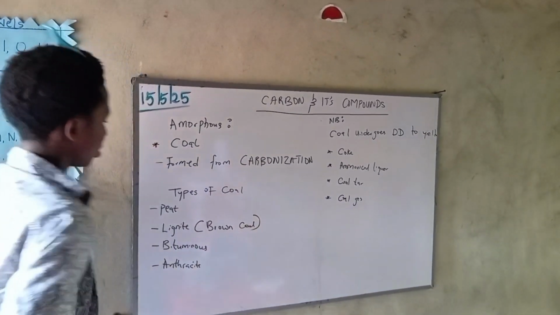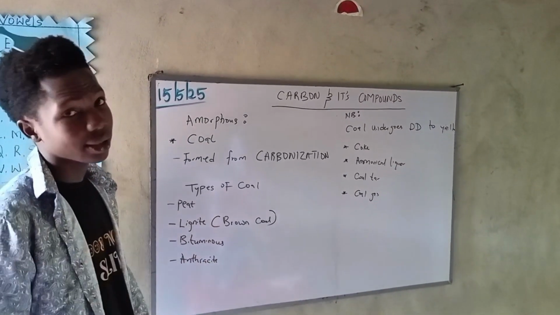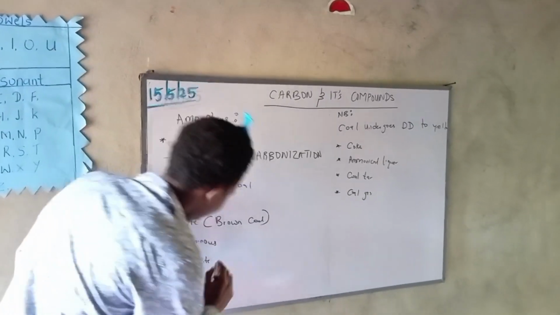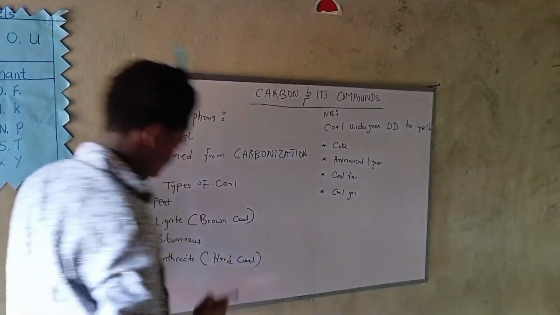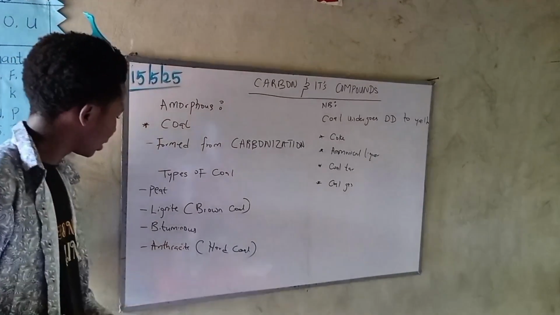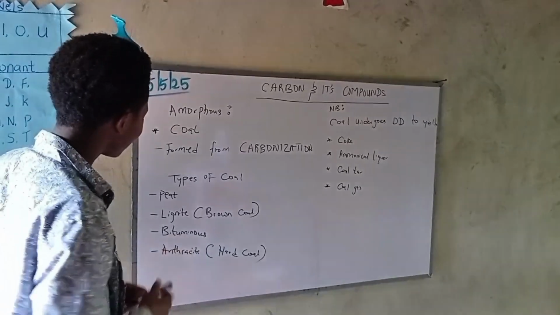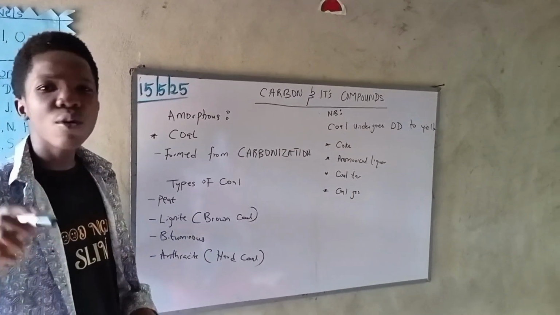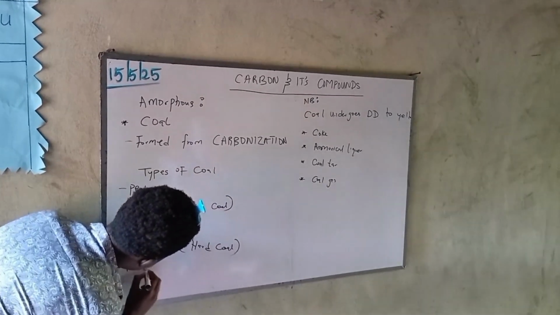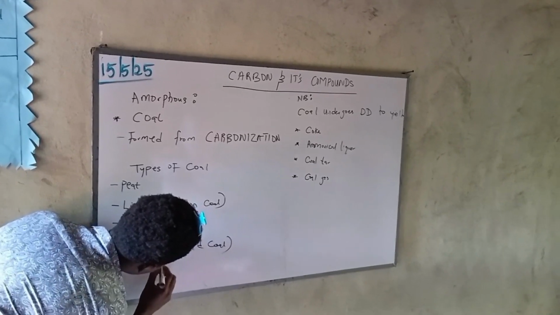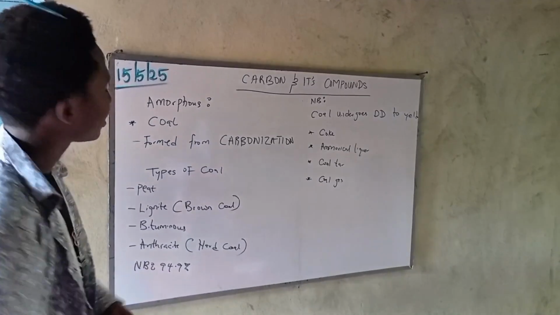Next is bituminous coal, followed by the last, anthracite. The anthracite is also known as hard coal. Anthracite is the hardest and the purest form of coal. This anthracite contains 94.9% carbon. Note, 94.9% carbon. Now we are done with the types of coal.